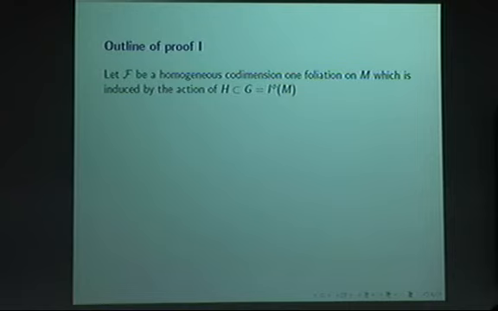So we have a homogeneous codimension 1 foliation F. And any such homogeneous foliation, by definition, is induced by the action of some subgroup of the isometry group of the symmetric space. Yeah, so we have this group H. Well, of course, there can be many groups H. And the first step in the proof is somehow to reduce the group H to some kind of canonical form. Try to simplify it as much as possible.